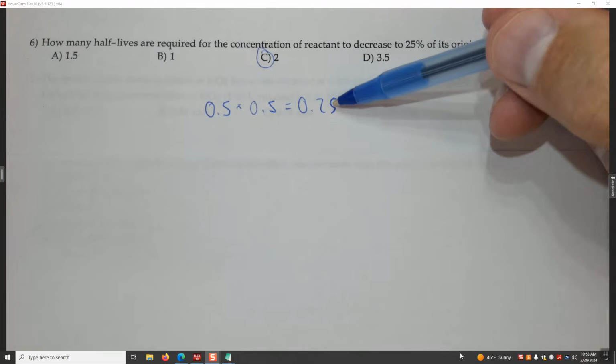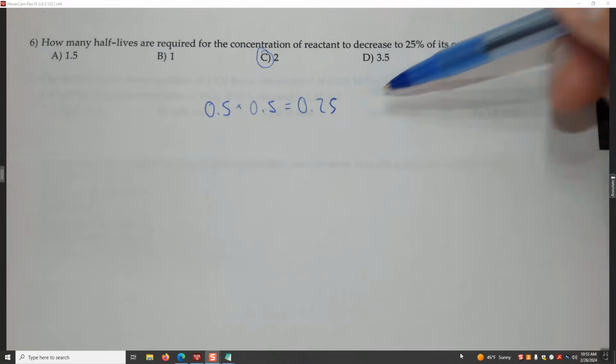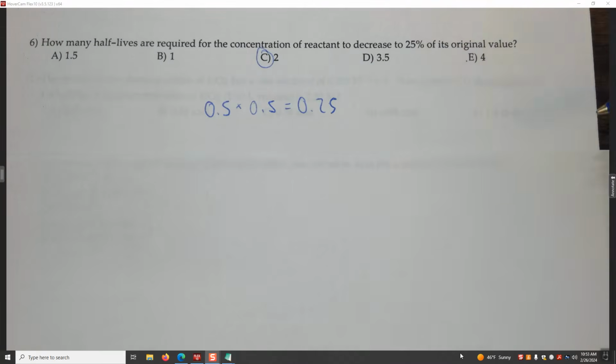If you want a third half-life, you'd have half of 25%, which is 12.5%. And if you want another one, you'd have half of 12.5%, okay, which is what, 6.25%, and so on and so forth for the number of half-lives that will pass.